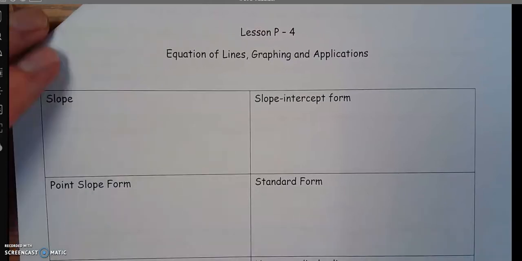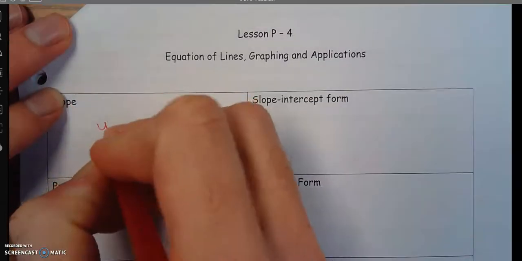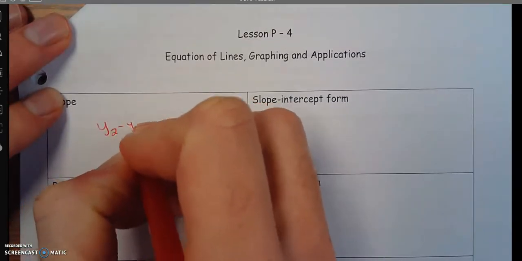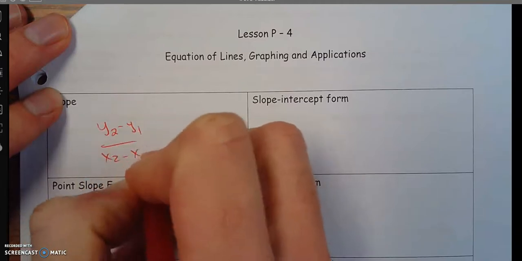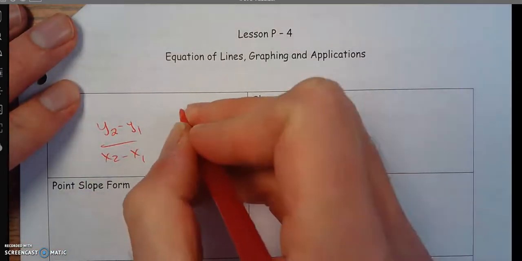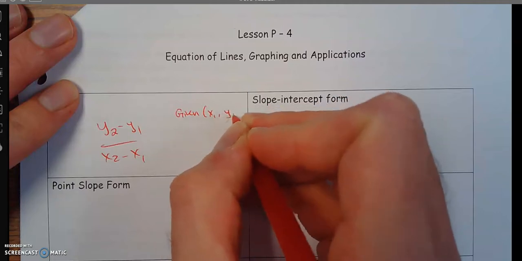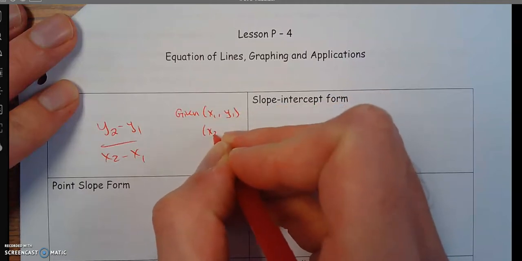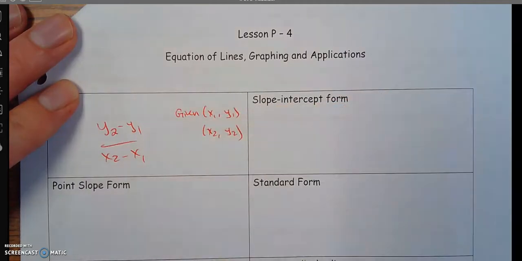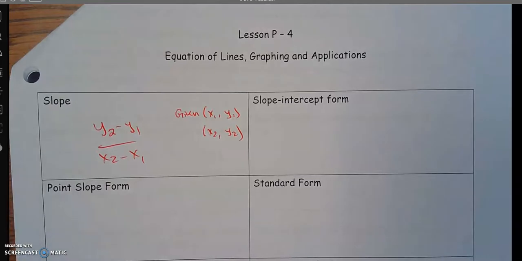So first off, slope. We've already talked about this before, but slope is y2 minus y1 over x2 minus x1, and that's where you're given point x1 comma y1 and x2 comma y2. And so if you want to find the slope between those 2 points, you plug it in that formula.